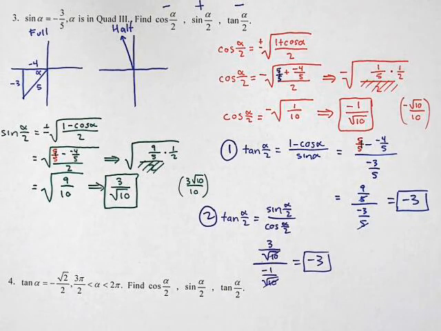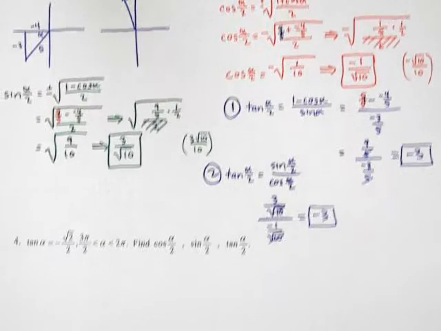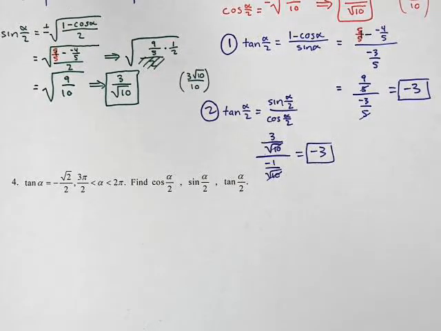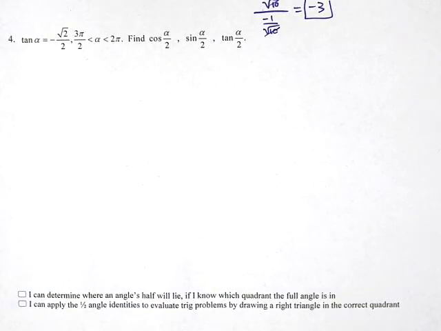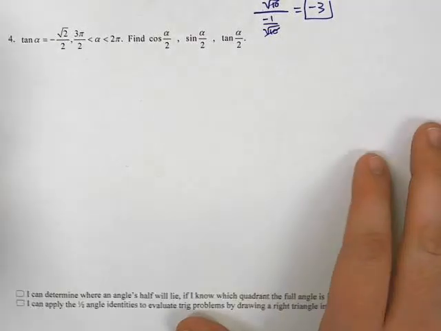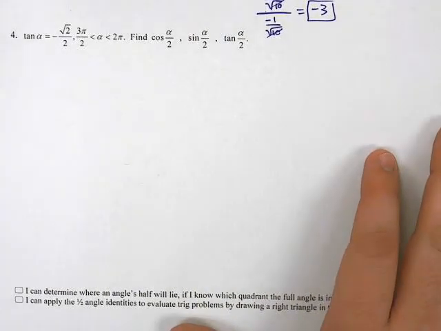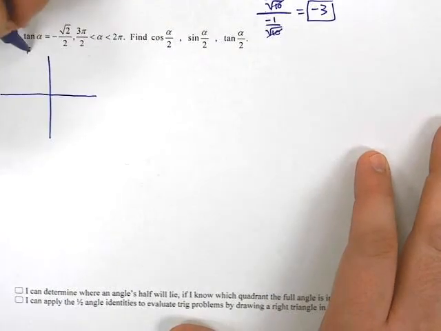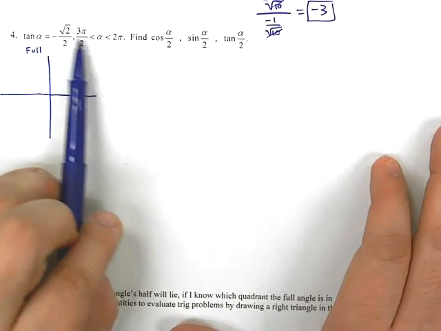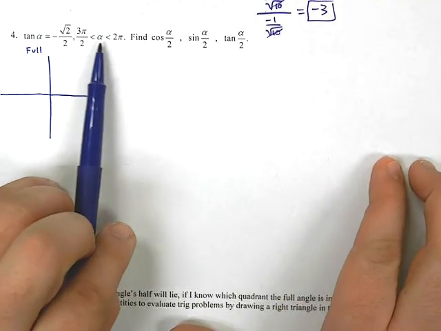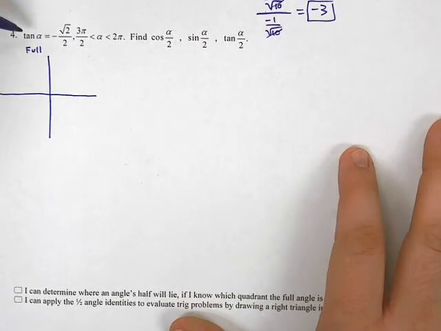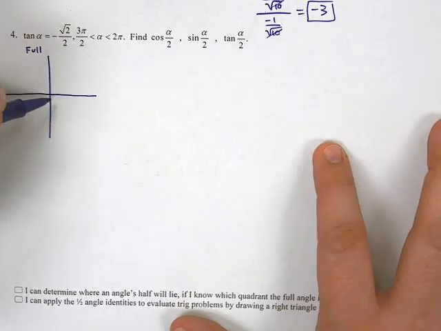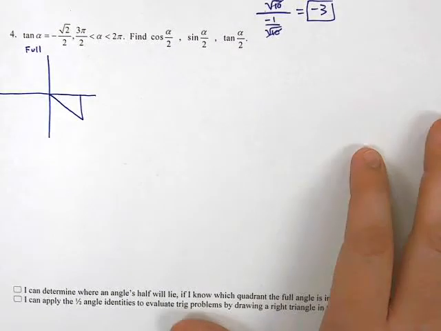Now, number 4. This one's going to be slightly different. Please bear with me. Again, it's a lot of fraction work. It's a lot of you being comfortable using fractions and radicals. You've got to build up that skill. Let's see here. So I'm going to draw my full angle. I know that I am in quadrant 4 because it tells me 3 pi over 2 to 2 pi. I also know that the tangent is negative root 2 over 2, so maybe something like this.